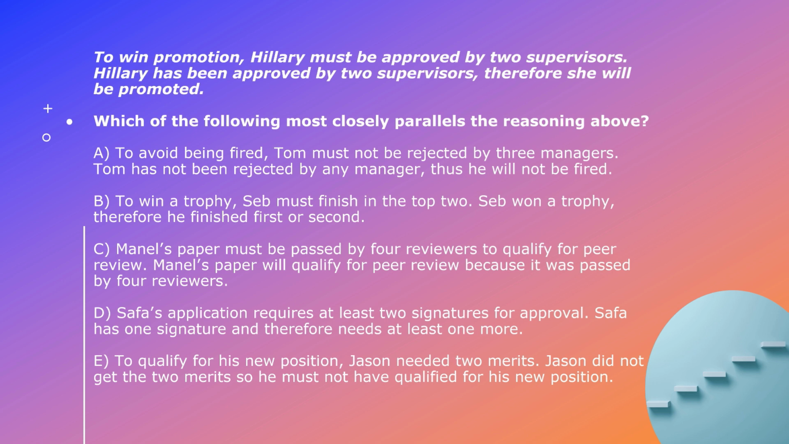So we break down the argument into little segments, and we say whether they are positively phrased or negatively phrased. Let's do that here. To win promotion, that's an achievement that she's getting. That's a plus. Hillary must be approved by 2 supervisors. That's also a plus. Not a minus like rejected, but another plus. Hillary has been approved. That's another plus. She has been approved. Therefore, she will, not won't, will be promoted.